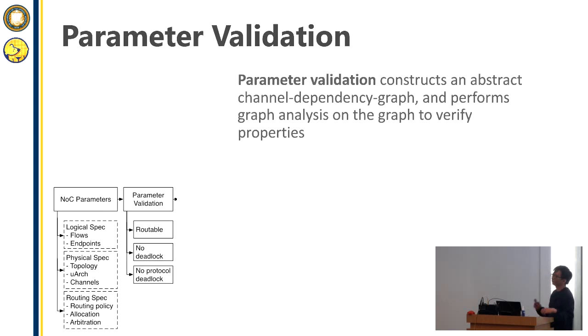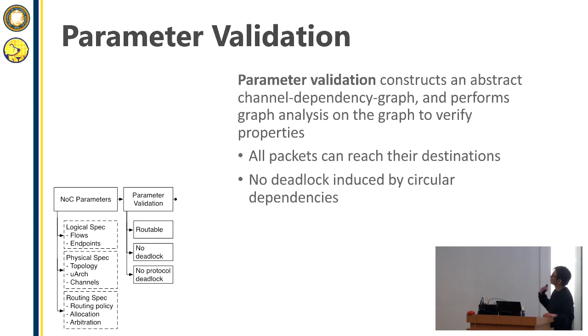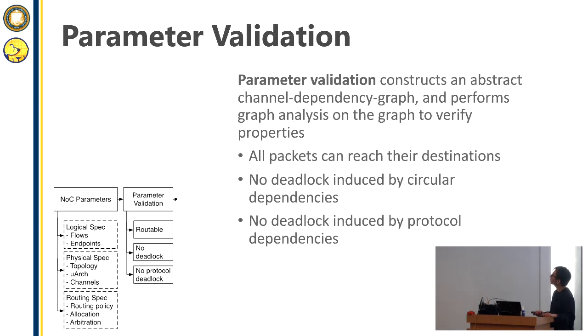Parameter validation. Once we have a routing algorithm and all the parameters, Constellation constructs an abstract channel dependency graph of all the virtual channels in the network, and then performs graph analysis on it to verify properties like deadlock freedom. Can your packets reach their destinations? Can they do so without encountering circular dependencies, which would cause deadlock? Can protocols back-pressure ingresses or egresses into the network? And can the network still make forward progress under those conditions?